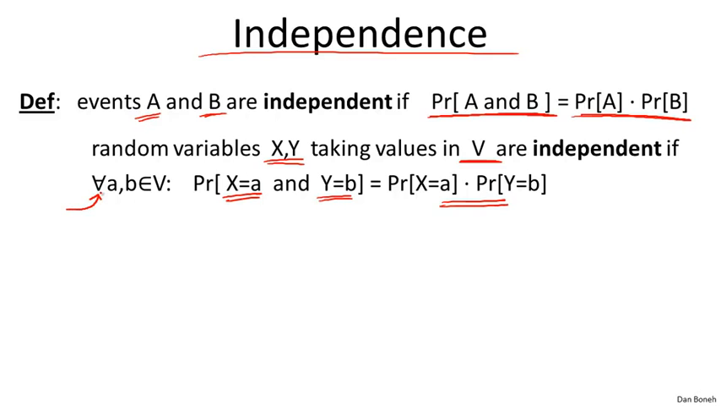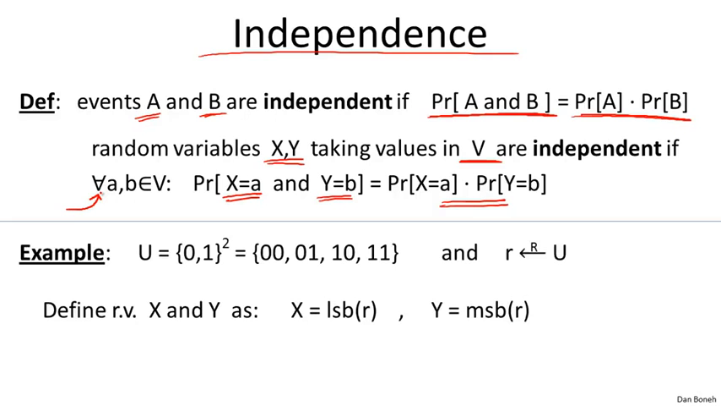Just to jog your memory, if you've seen this before, here is a very quick example. Suppose we look at the set of 2-bit strings, so 00, 01, 10, and 11. And suppose we choose a random element from this set. So we randomly choose one of these four elements with equal probability. Now let's define two random variables. X is going to be the least significant bit that was generated, and Y is going to be the most significant bit that's generated. I claim that these random variables, X and Y, are independent of one another.